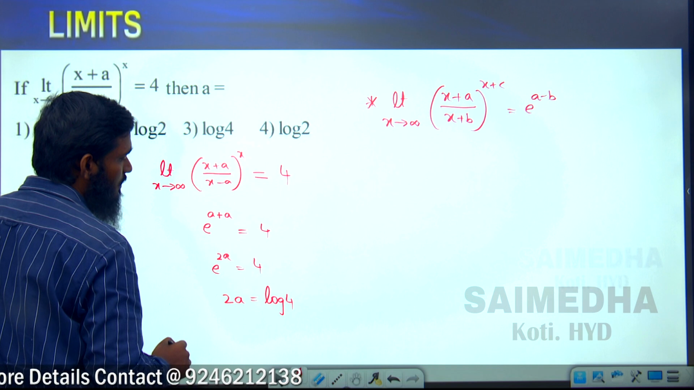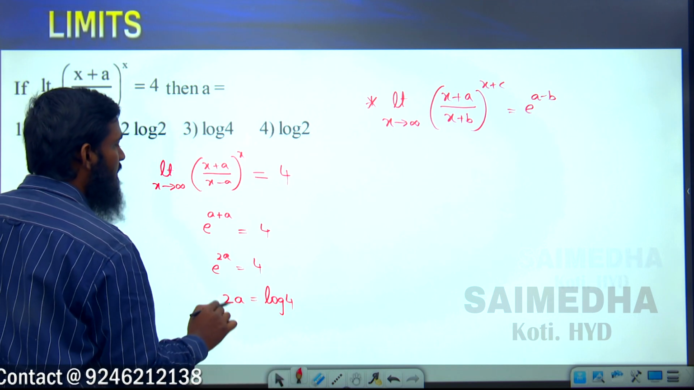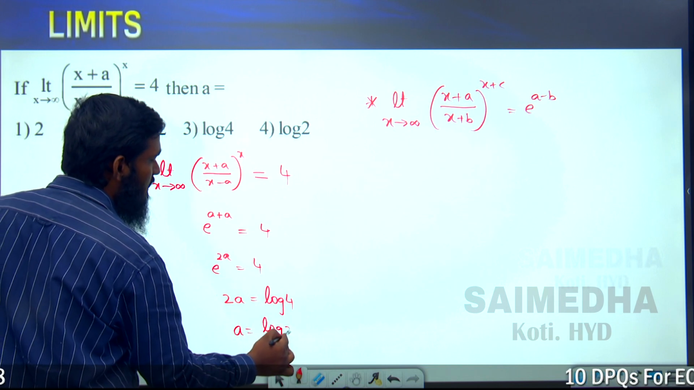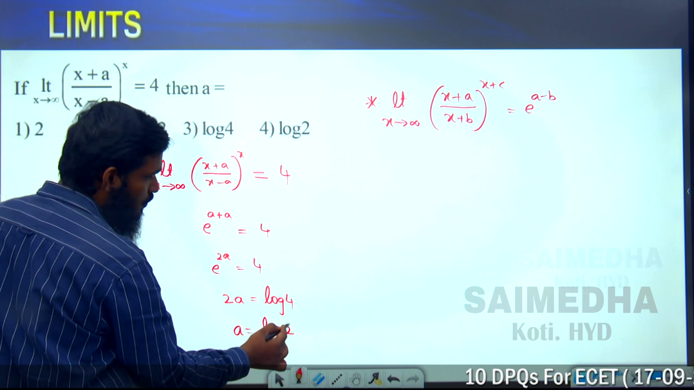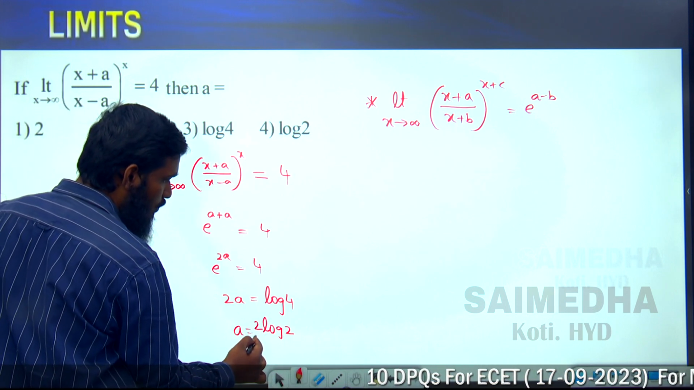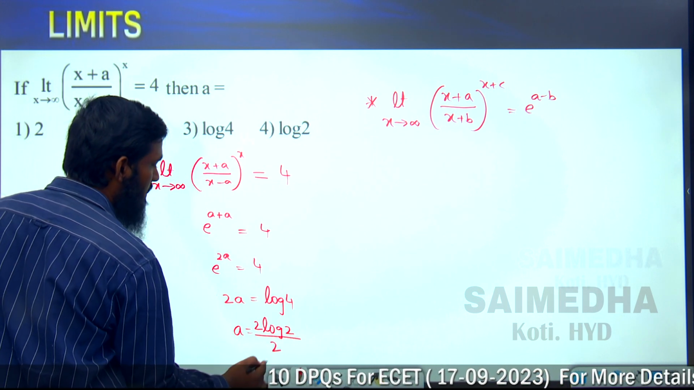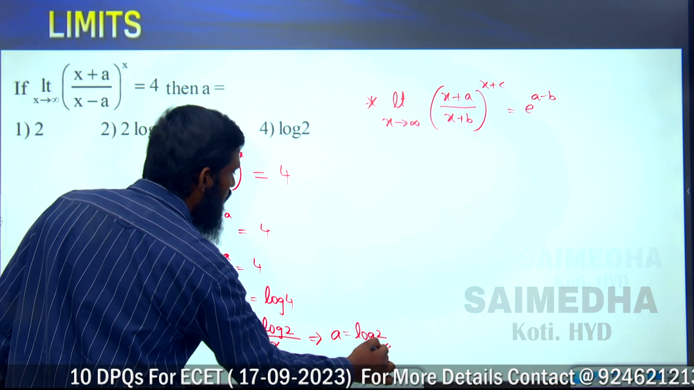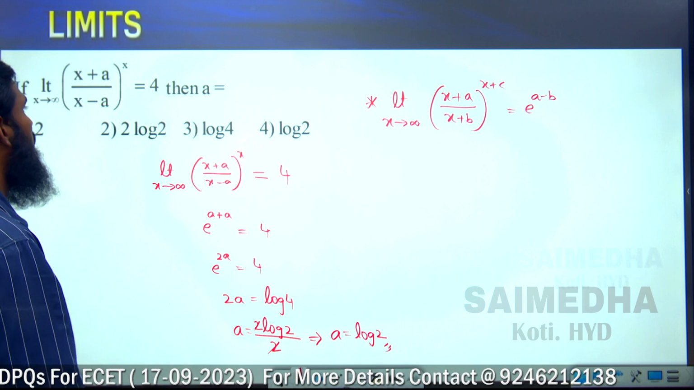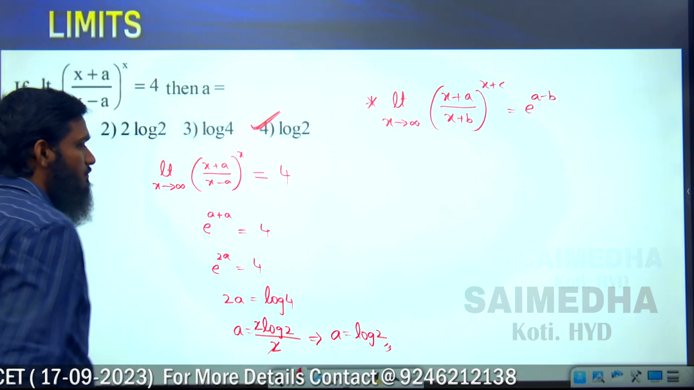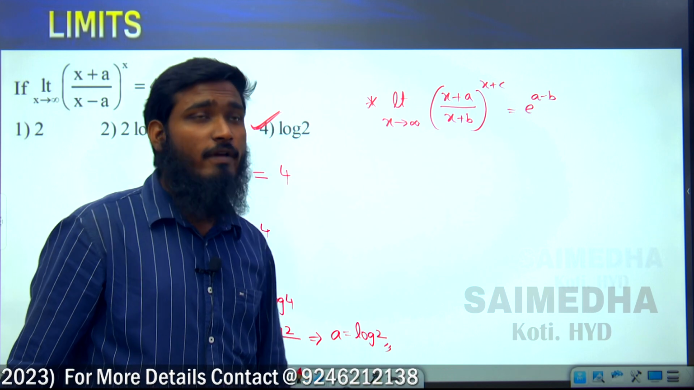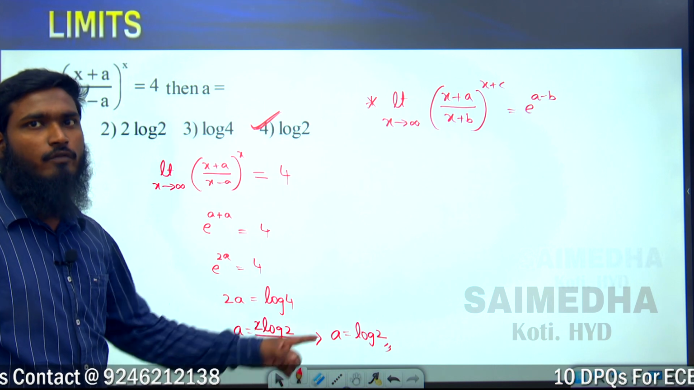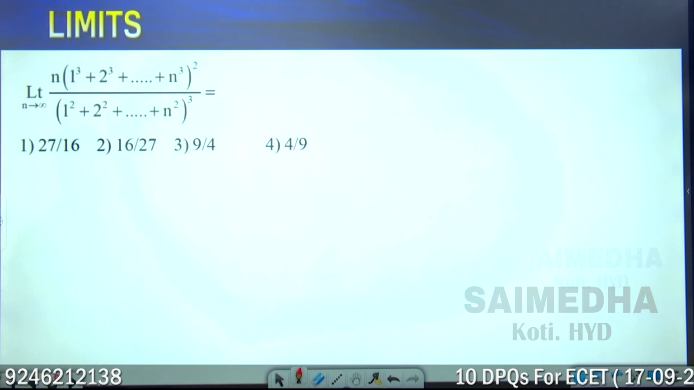Now we have to find the a value. Log 4 we can write as log 2 square. Square comes to the front, so 2 log 2, divided by the 2 over here, and the 2 gets cancelled. Finally, the a value is equal to log 2. Log 2 means the fourth option is correct. We got it by using this formula, substituting and doing some simplification. Now let us go for the next question.